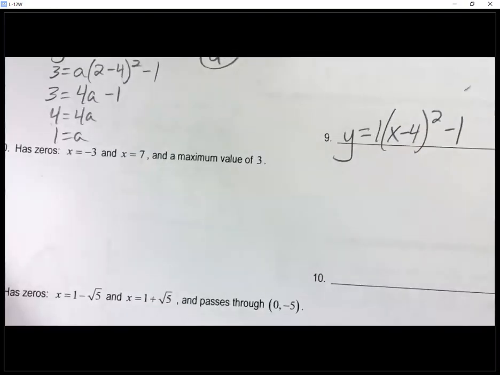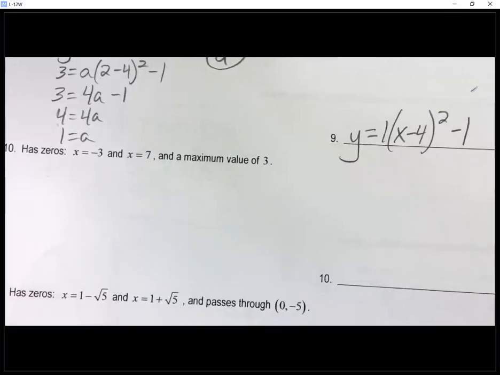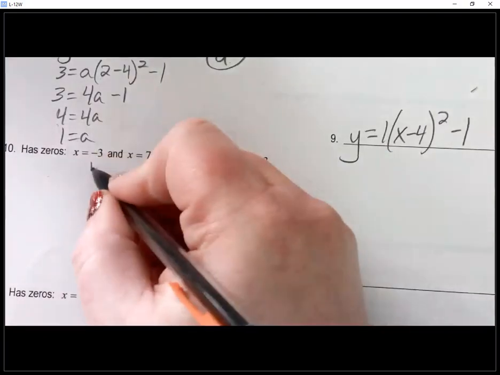10. This one's a little bit different. It's giving me the zeros. And it's telling me it has a maximum value of 3. So yes, these are my x-intercepts. So that's p, that's q. So I'm using this.